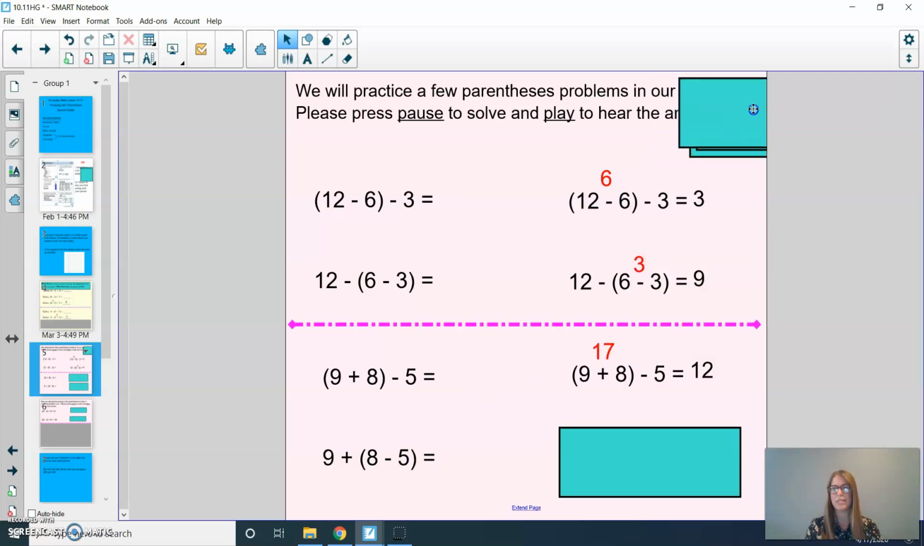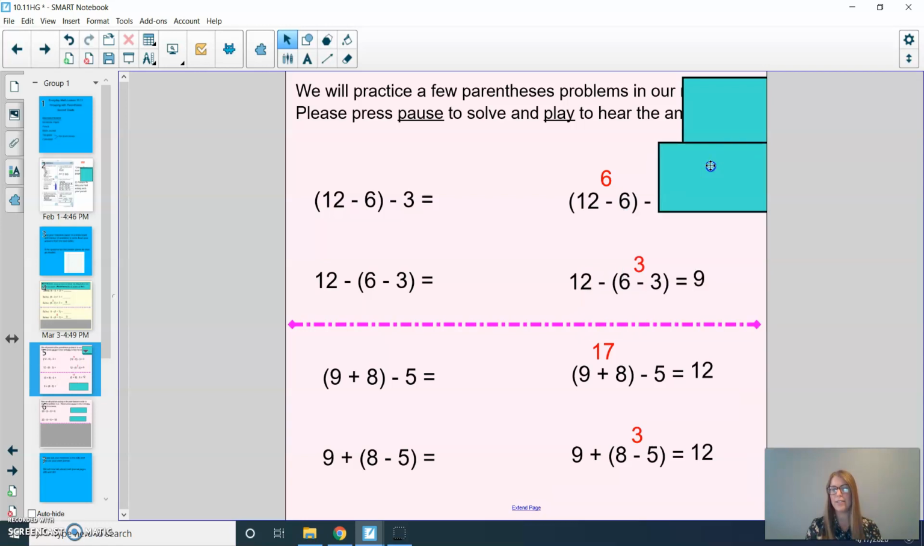I know that 9 plus 8 is 17, and I know that 17 minus 5 is equal to 12. Now for the second one, I know that 8 minus 5 is 3. Well, 9 plus 3 is 12. So sometimes we get the same answer even though we did a different part first. But still, the parentheses tells us which part of the problem we need to do first.